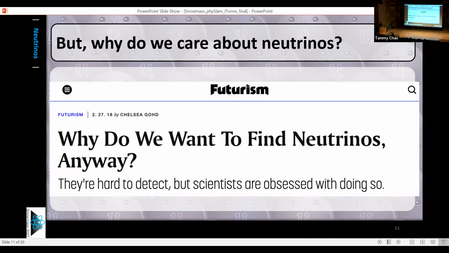And somebody already wrote an article about this. Why do we want to find neutrinos anyway? They are hard to detect, but scientists are obsessed with doing so. And to be honest, we're obsessed. And I'm going to tell you why.